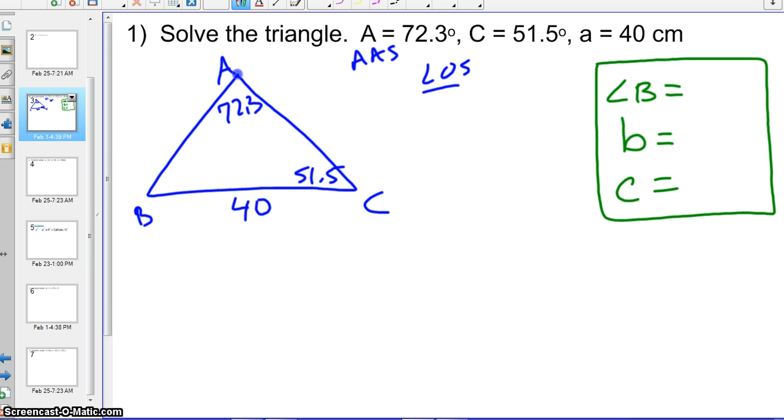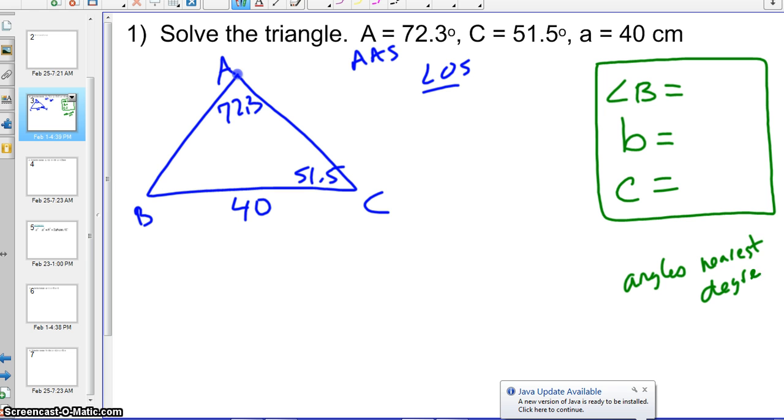We are typically going to round the angles to the nearest degree and sides to the nearest tenth. But in this case, we're going to round the angle to the nearest tenth only because that's what our given information has. So we can easily find angle B by knowing that the angles in a triangle add up to 180. So the missing angle in this case is 56.2 degrees.